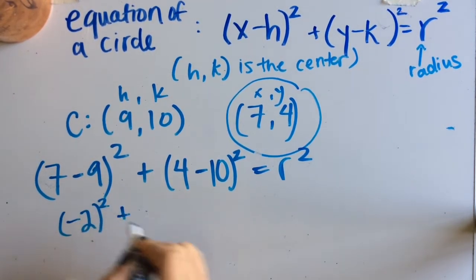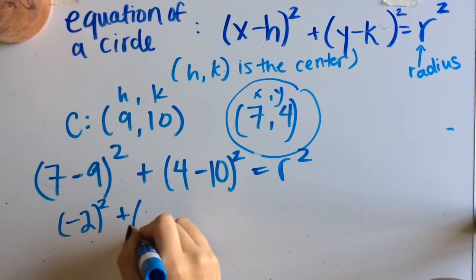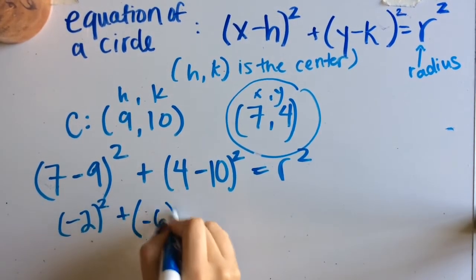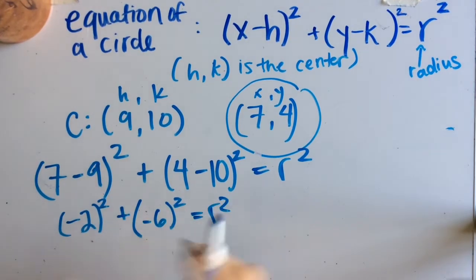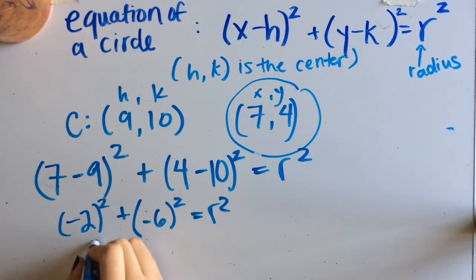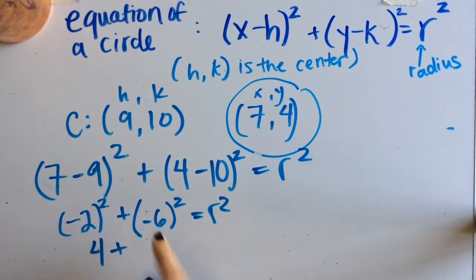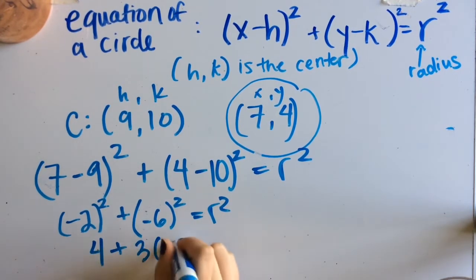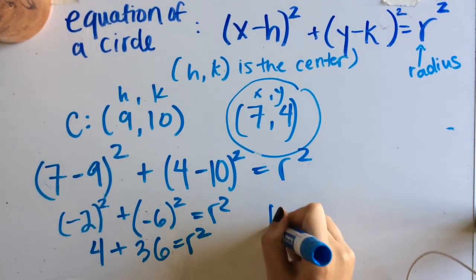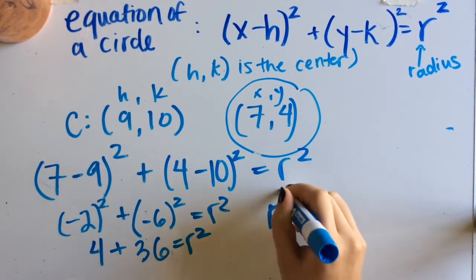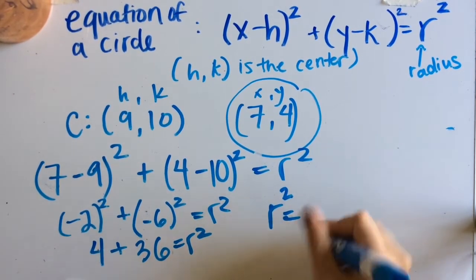-2 squared plus 4 minus 10 is -6. -6 squared is equal to r squared. Well, -2 times -2 is 4, plus negative 6 times negative 6 is 36, is equal to r squared. So I know r squared equals 36 plus 4, which is 40.